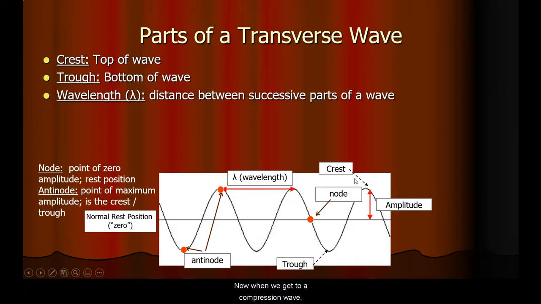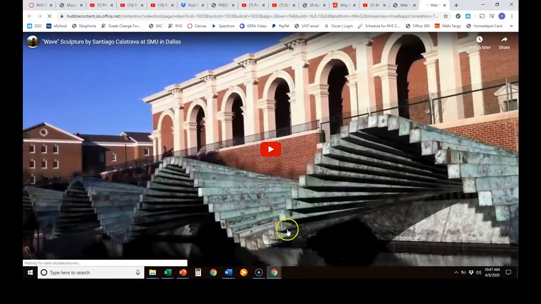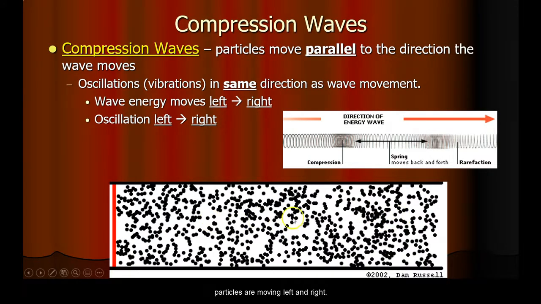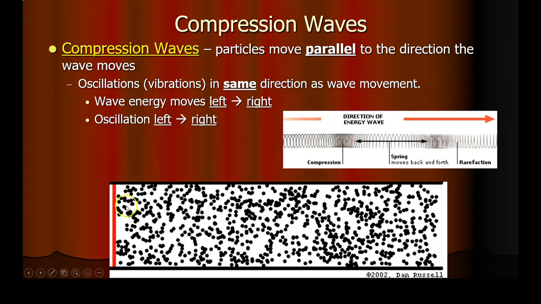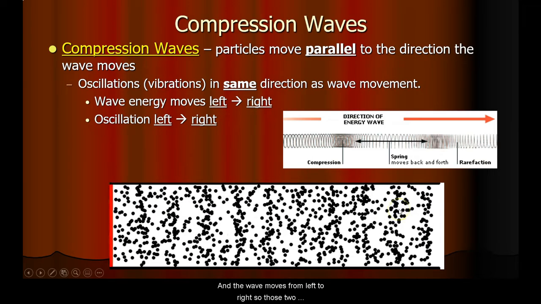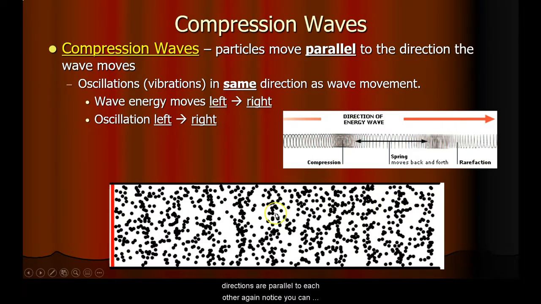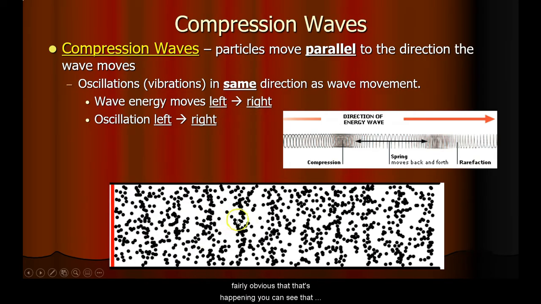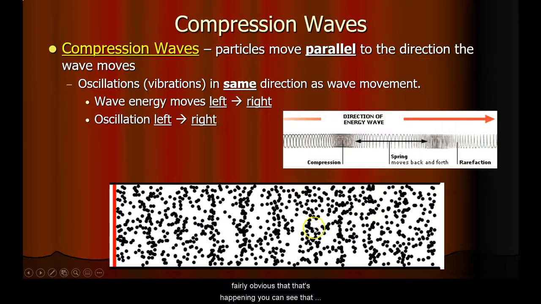Now when we get to a compression wave, the particles are moving left and right, and the wave moves from left to right. So those two directions are parallel to each other. Again, notice you can clearly see that there's a wave moving across the screen. It's fairly obvious that that's happening. You can see that with your eyes.